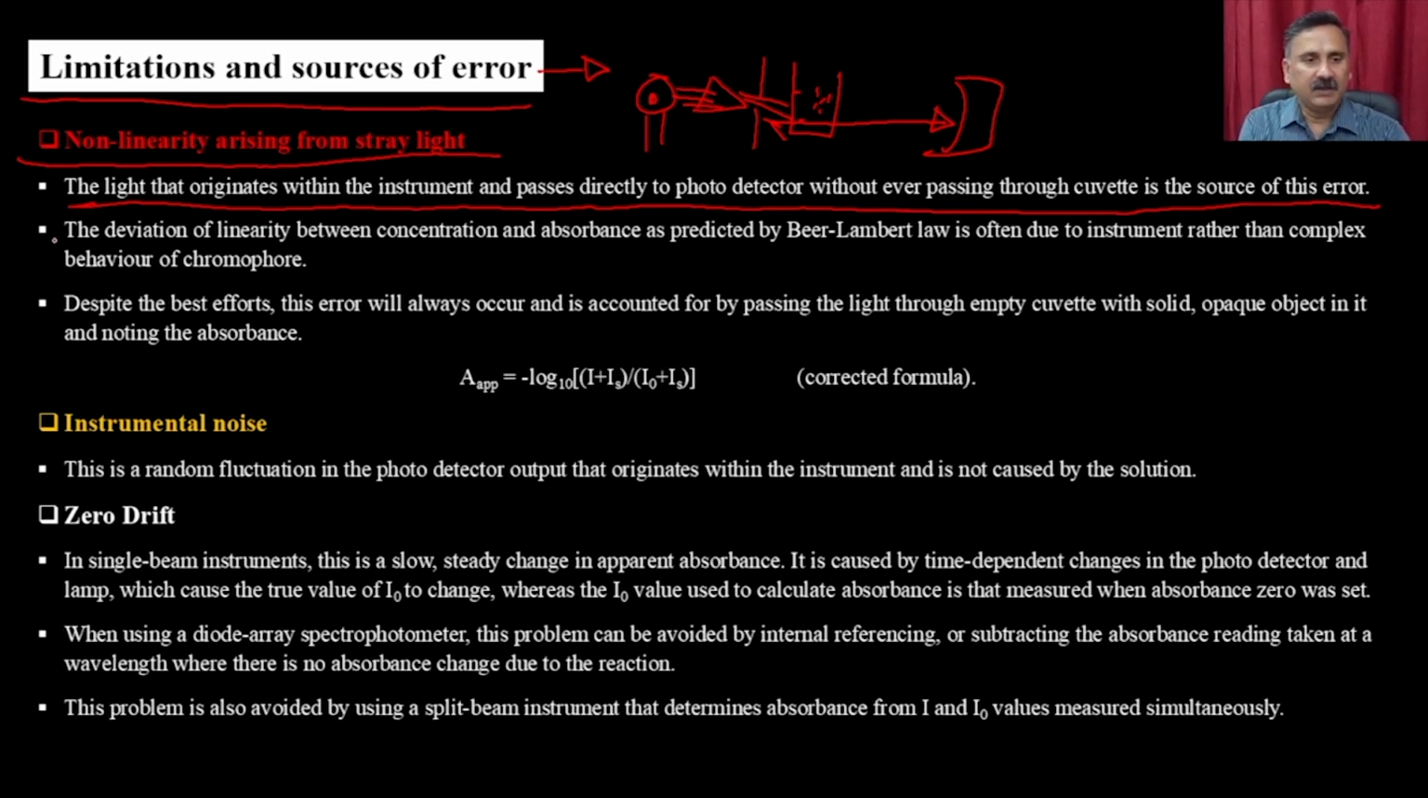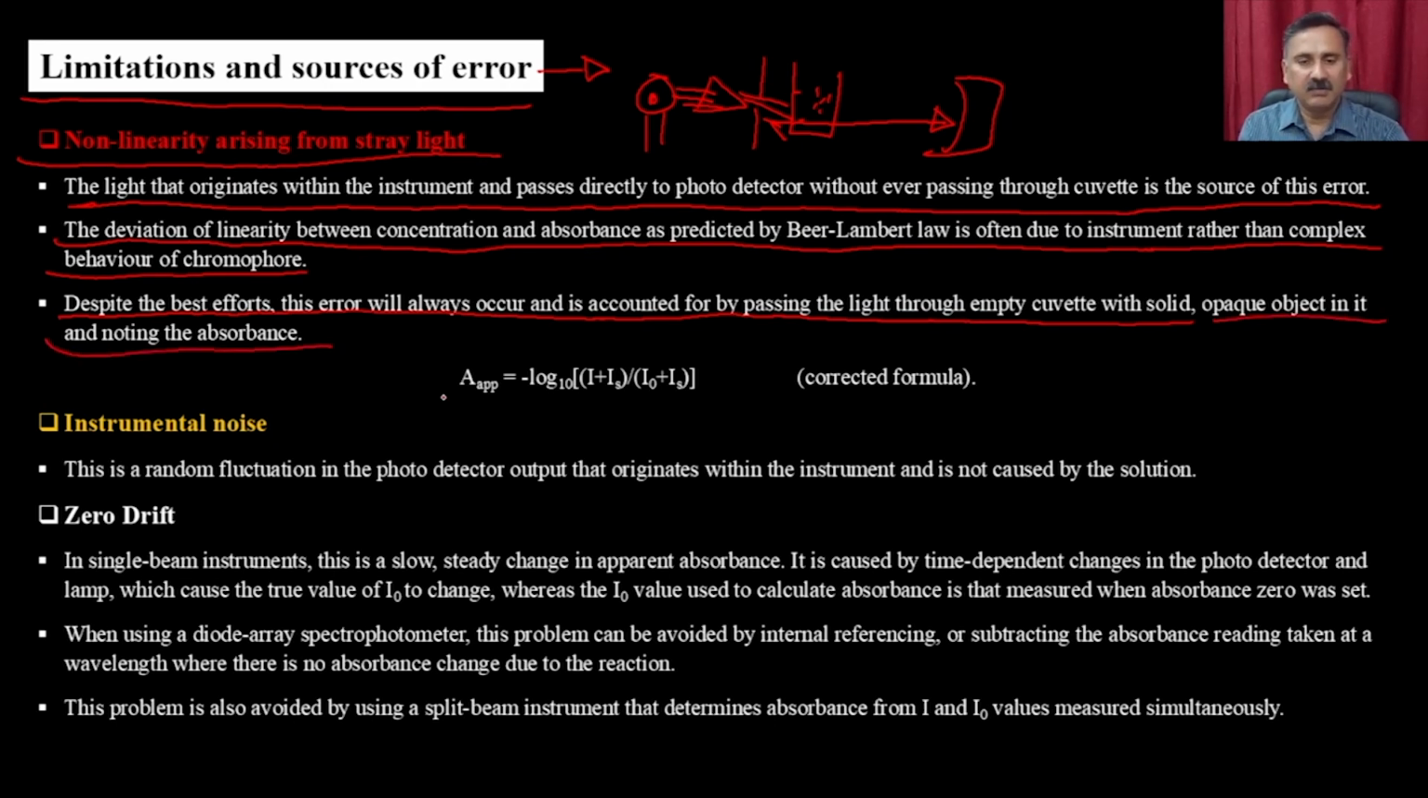These direct light rays which go to the detector provide a source of this error. The deviation of linearity between concentration and absorbance, predicted by the Beer-Lambert law, is often due to the instrument rather than the complex behavior of the chromophore. Despite the best effort, this error will always occur, and it is accounted for by passing light through an empty cuvette with a solid opaque object and measuring the absorbance. How can you correct this? You just put in a cuvette which does not contain any sample. Then there will be some amount of light passed through without the sample absorbing it, and you can measure that.